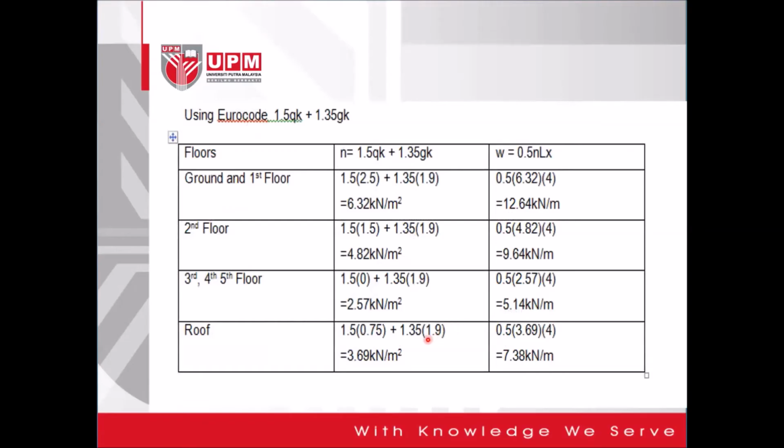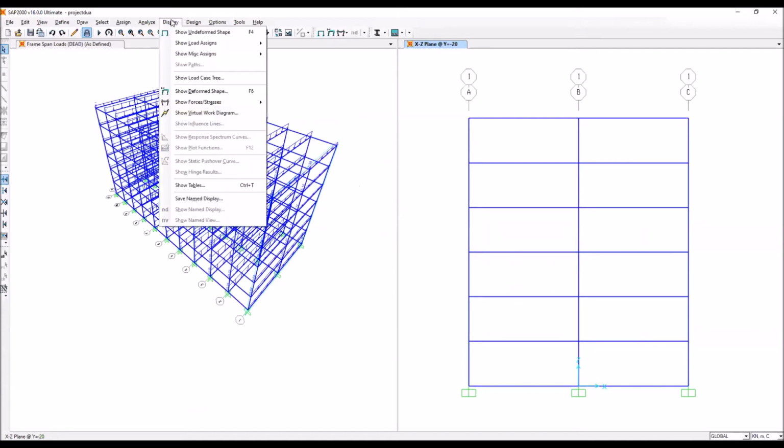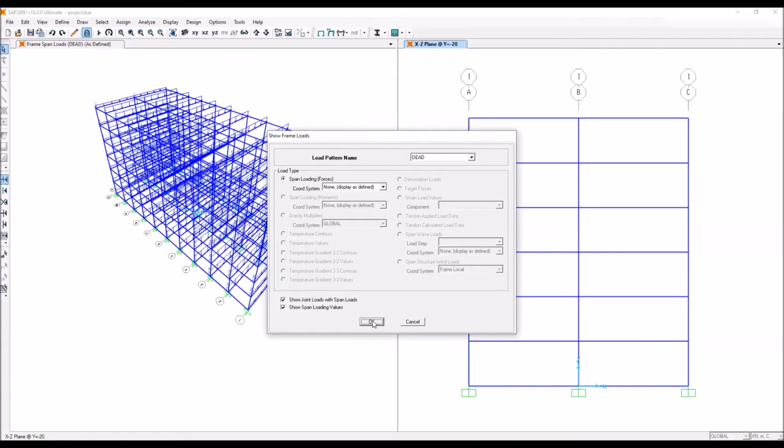So we are done with the calculation. This is our 3D structure, how it looks like. We display the load that has been assigned at the outer part.